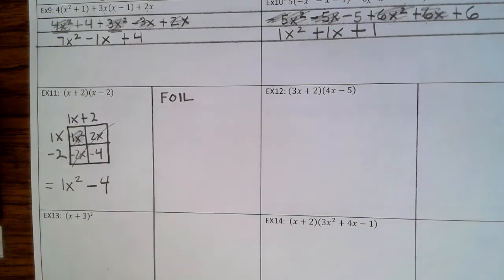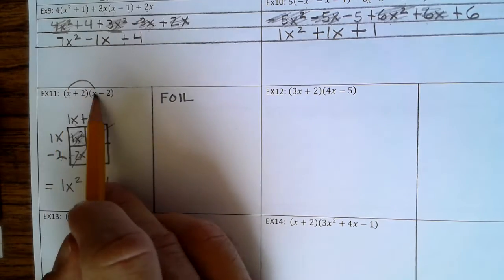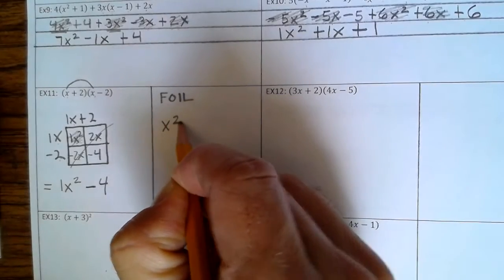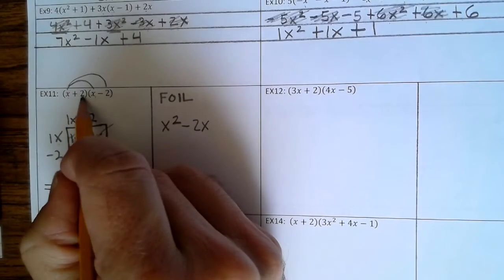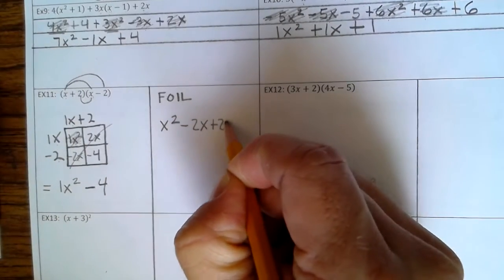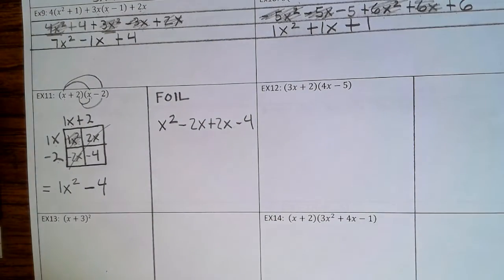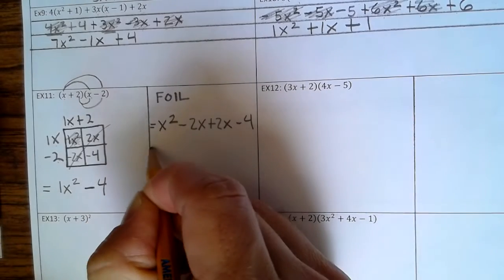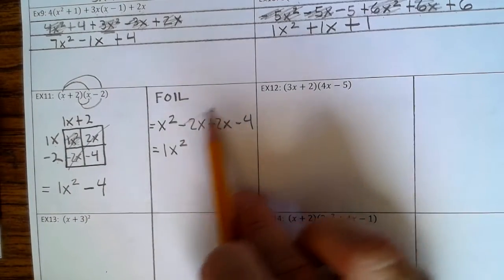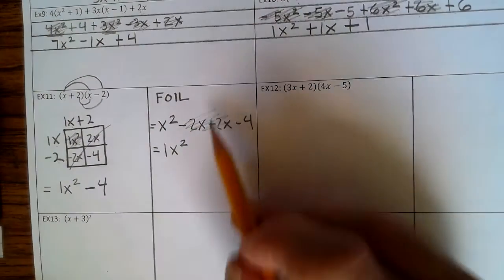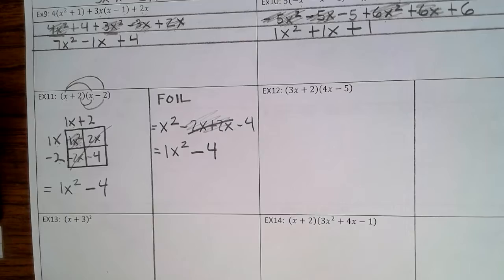Now, FOIL. x times x is x squared. x times negative 2 is negative 2x. 2 times x is plus 2x. And then 2 times negative 2 is negative 4. Well, you have 1x squared. The 2's cancel. Should mark it out, actually. And then minus 4. Okay, go ahead and finish up example 11.